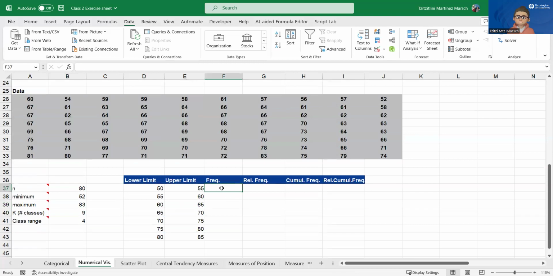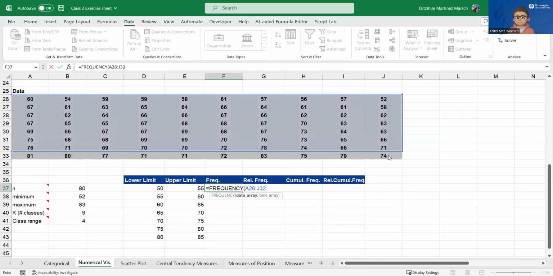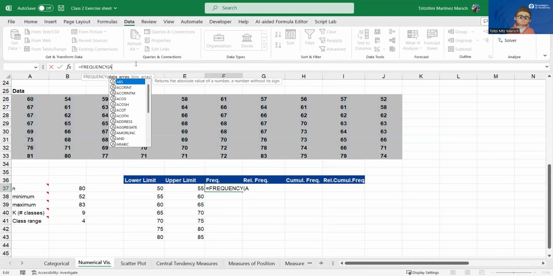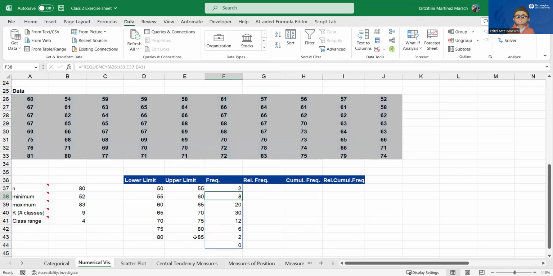Okay, so let's go ahead and do our frequency. Frequency, our data array is this range of data. I know, too few data. And then it says, what's our bin? And our bin is going to be our upper limit. Okay, so there it is. Most of our data, most of these 80 people, and you can see it right here, is between 65 and 70.